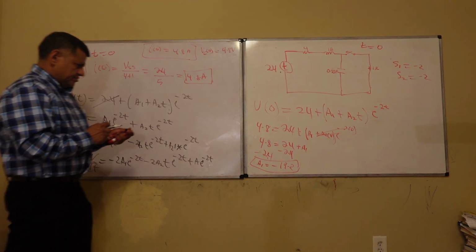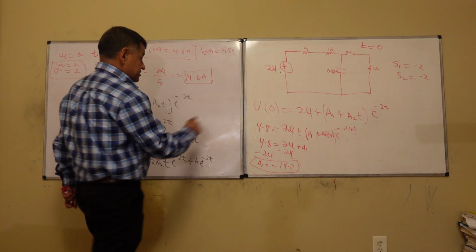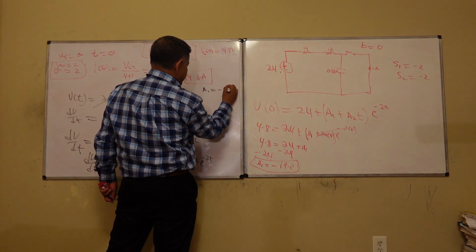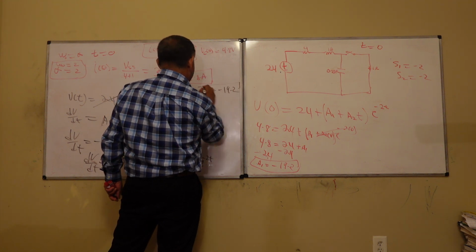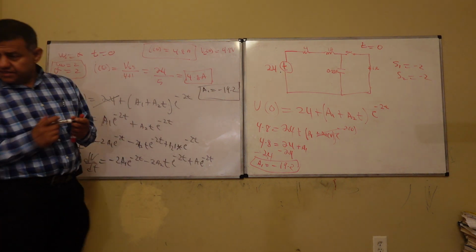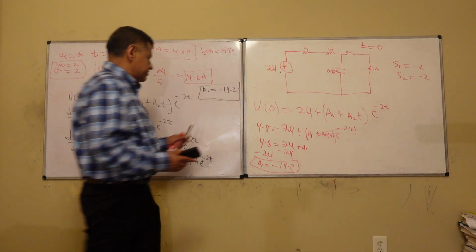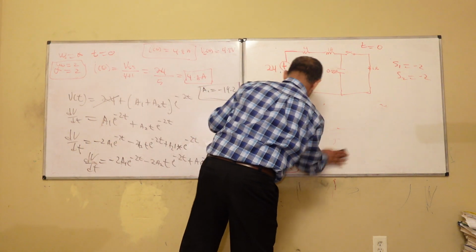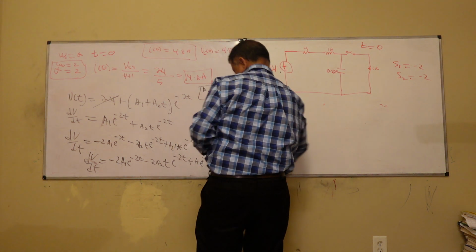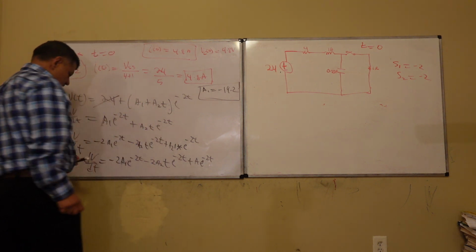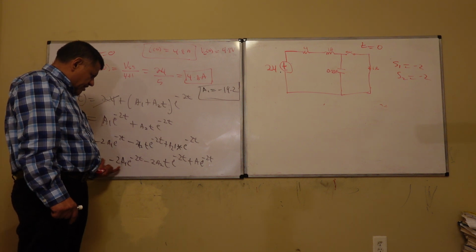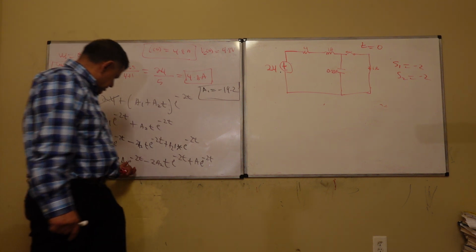Now, let me just write this. A1 is equal to negative 19.2. This is another number that we have to keep in mind because we will probably have to use it. If you think about this, you can factor out the whole thing and just keep the terms inside.